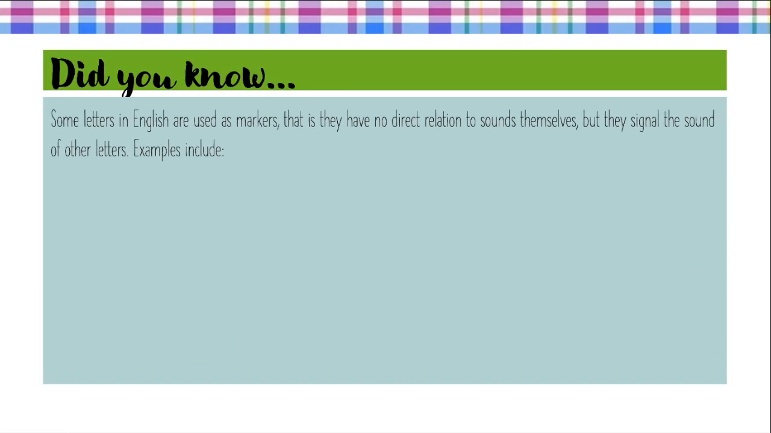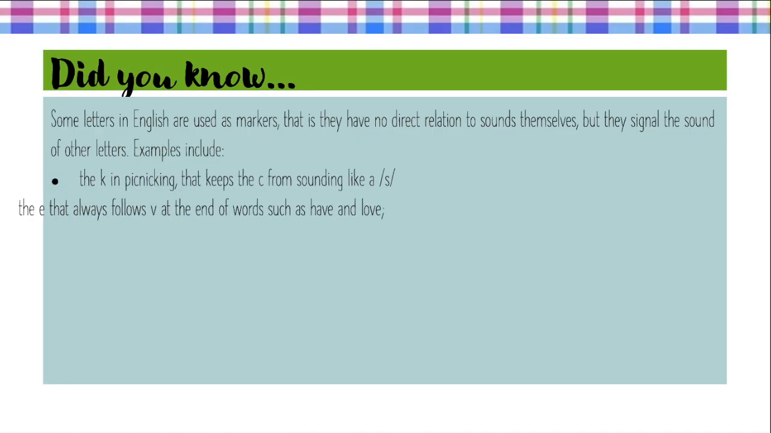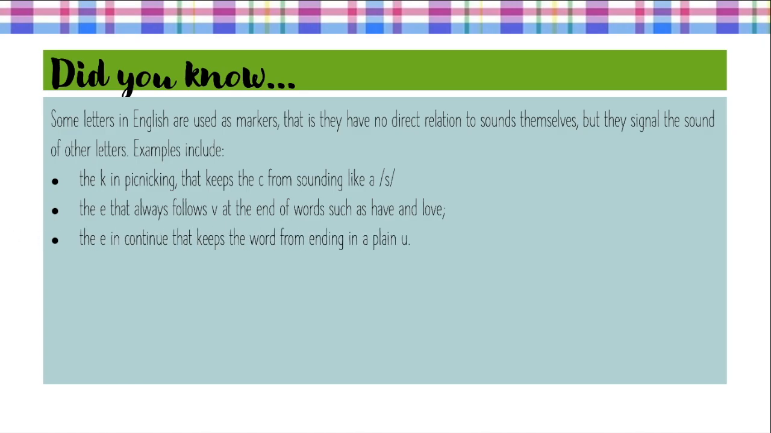Okay, so as a recap here, we know that some of the letters are used as markers. They have no direct relation to the sound themselves, but they signal the sound that other ones should be making, such as the E, as in "have" and "love." We know that it has no influence on the vowel sound, but it's also a marker to prevent the V from being at the end. You cannot have a V at the end of the word for some particular reason.